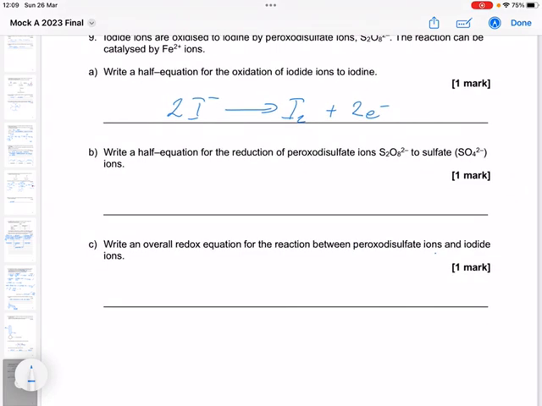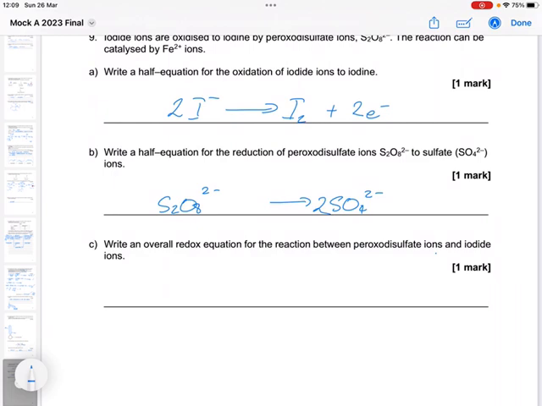Part B, write a half equation for the reduction of peroxodisulfate, so that's S2O8 2- into SO4 2-. So my redox element in here is sulfur, so I'm going to need to balance that first. Let's just check. I've got 8 oxygens on the right, 8 oxygens on the left. So all this balances. I just need to get the electrons on.